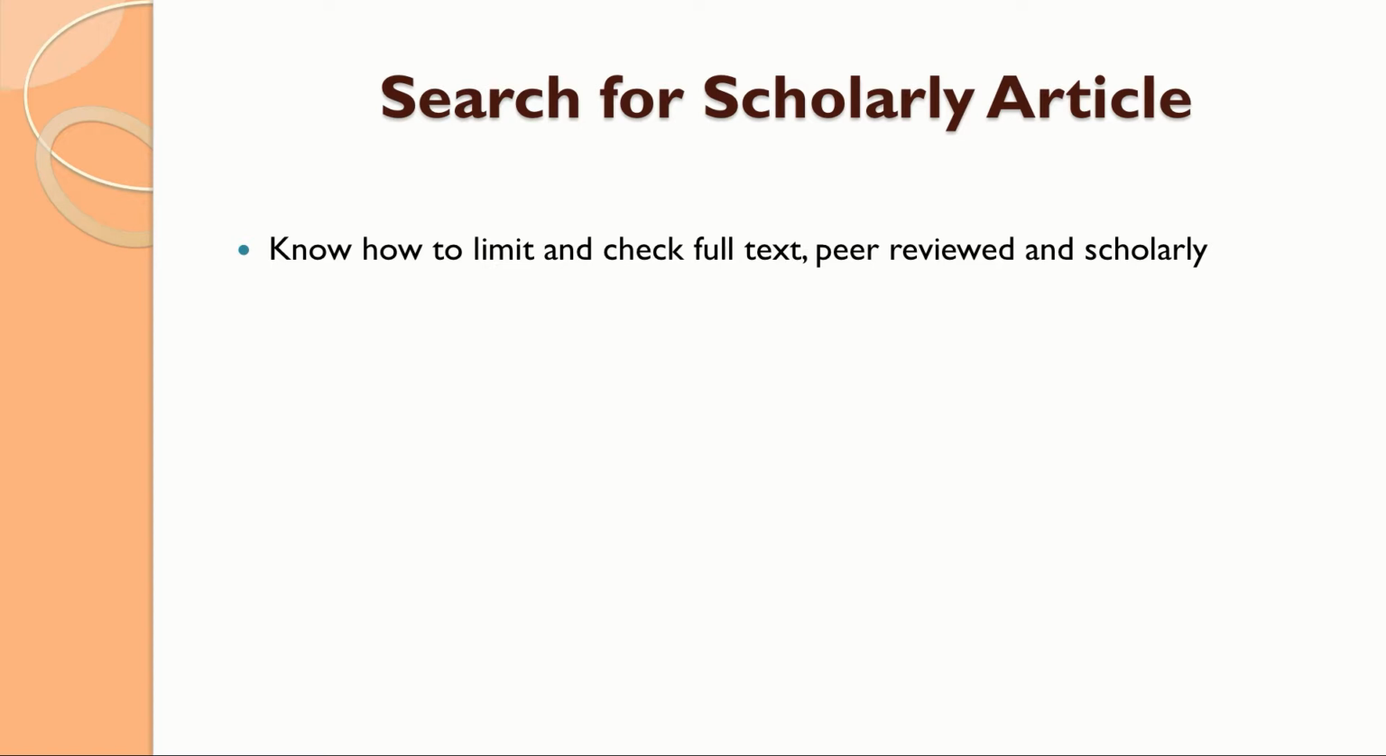So you need to know how to limit and check the full text. When you go on to the library searches, you want to look for any box that says full text. Use those, find peer reviewed and scholarly, and check those boxes. This will give you all the real articles. Otherwise, sometimes they just give you the name of it and a link, and you have to go to five different places to get it. But if you check full text, this will most likely give you a PDF version of the article.